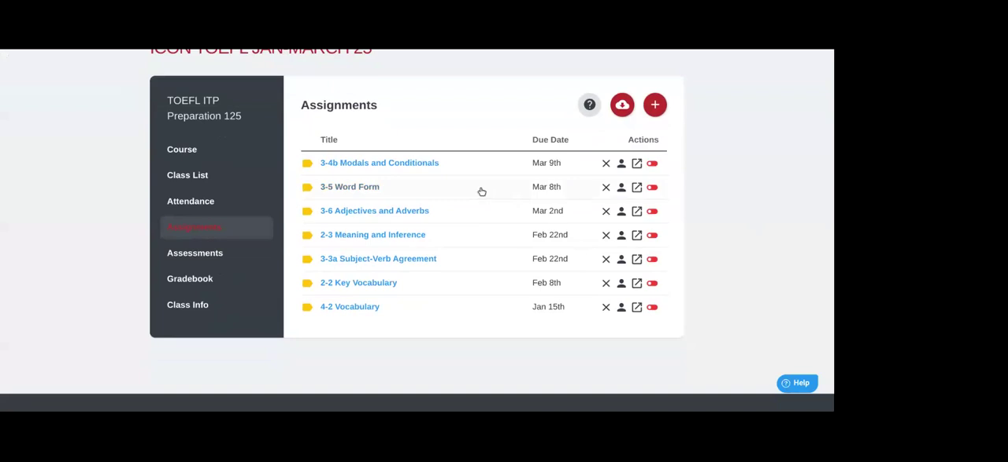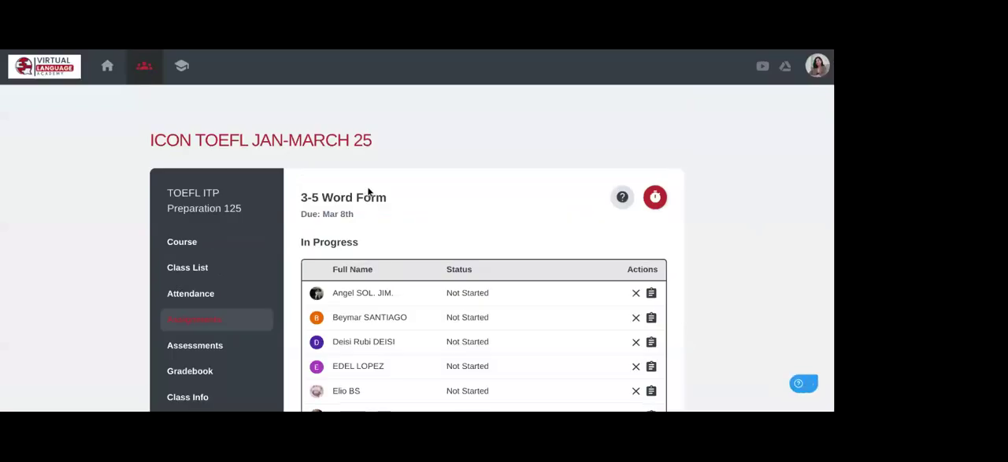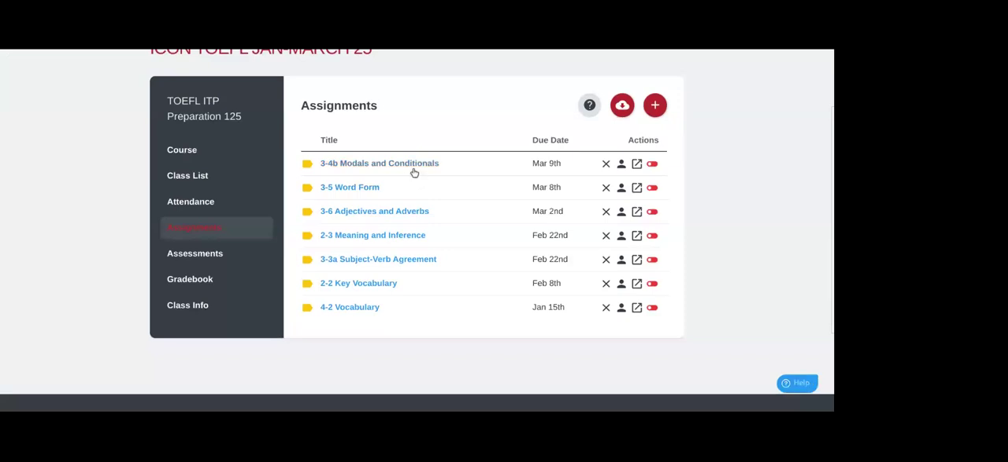Well, you can still access these ones. You're still on time for the one word form, which is basically vocabulary. And there's another one pending too that you can still have access to, models and conditionals, which is also related to grammar. Now, would you like me to assign you or give you more practice on listening or grammar? What works better for you?